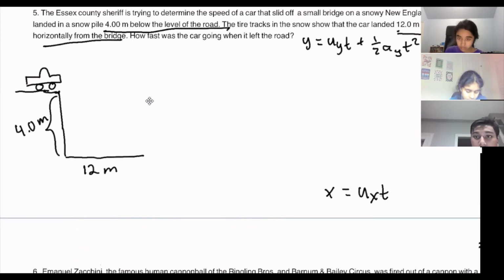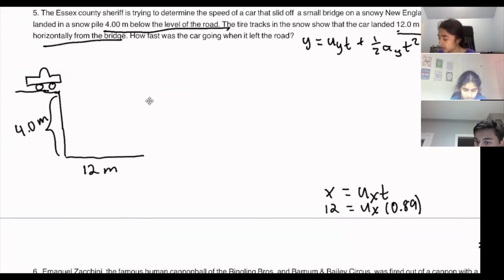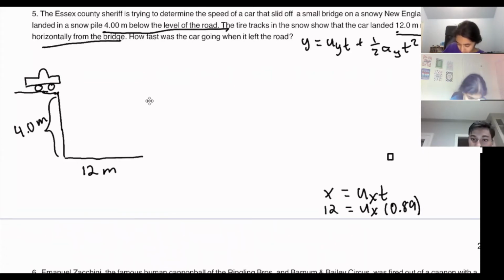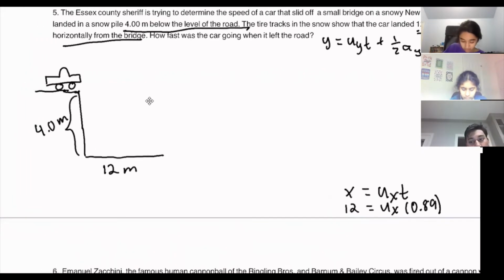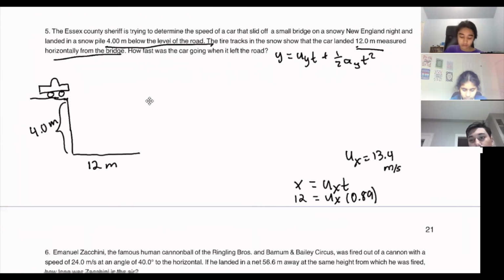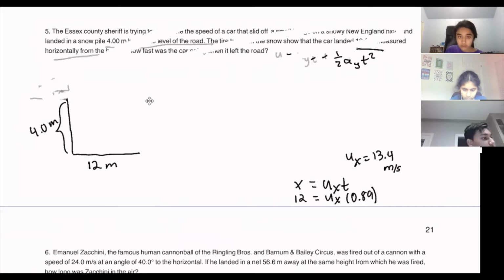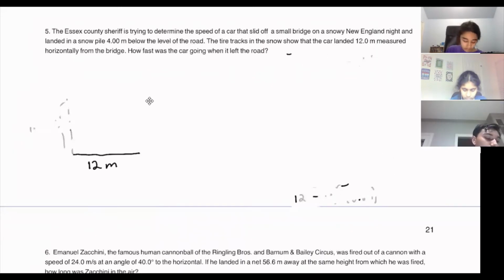Sorry, I'll clear this out. So it'll be 12 equals UX times 0.89, right? And then you could divide both sides by 0.89, and that would give us 13.4, I believe, meters per second, right? Okay, great. So I'll just go to the next one.